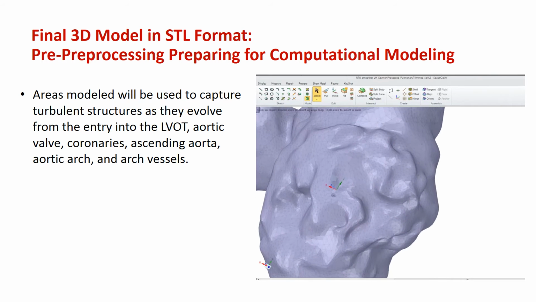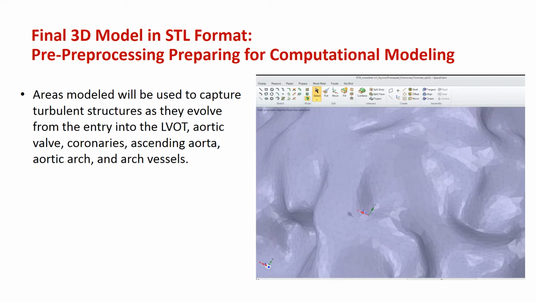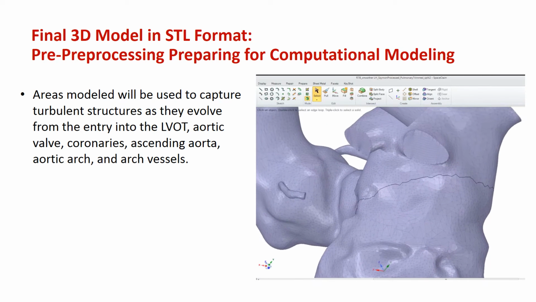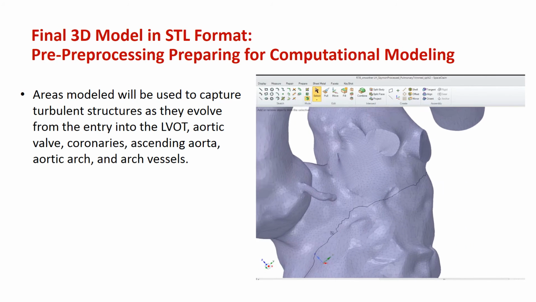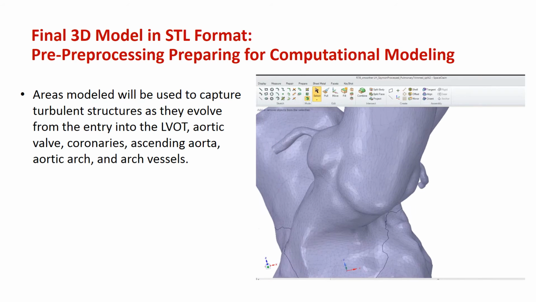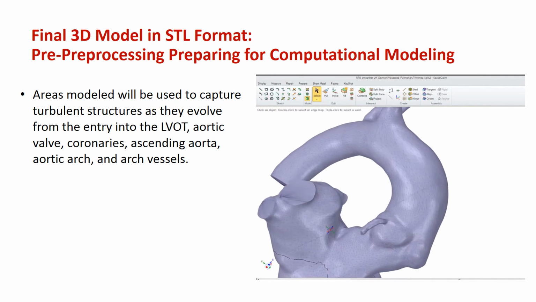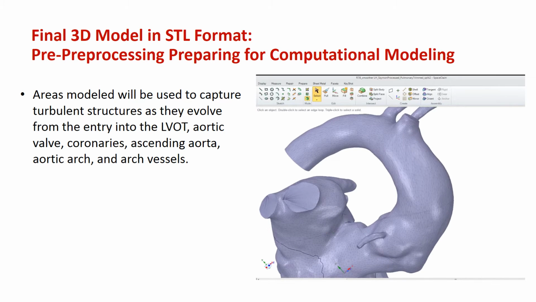Areas modeled will be used to capture turbulent structures as they evolve from the entry into the LVOT, aortic valve, coronaries, ascending aorta, aortic arch, and arch vessels as shown in the animation on the right.